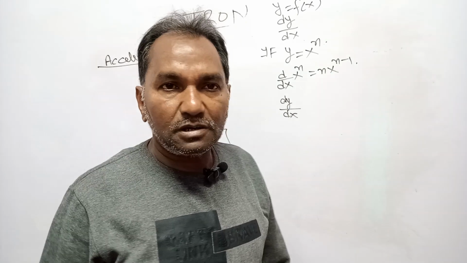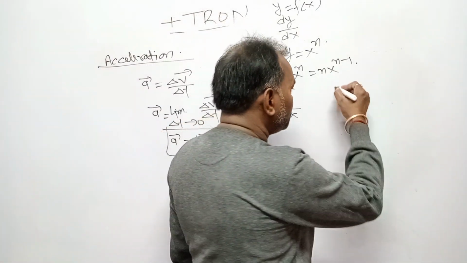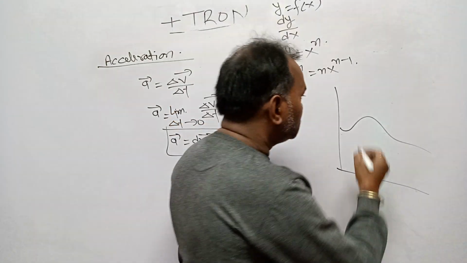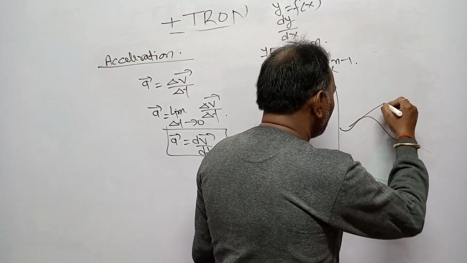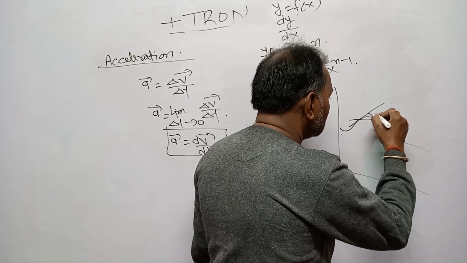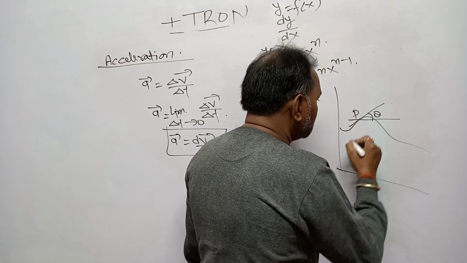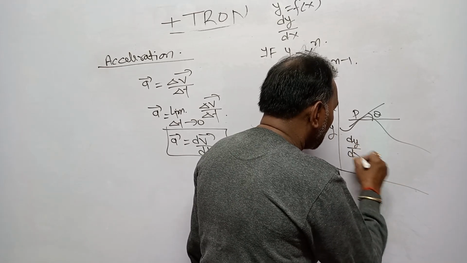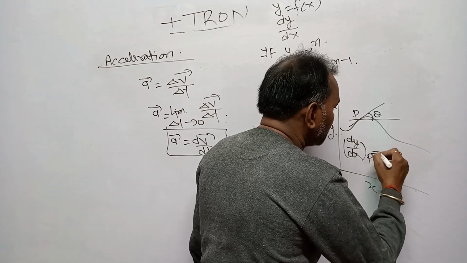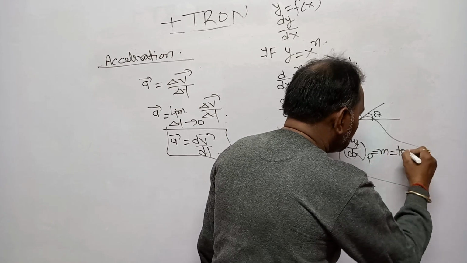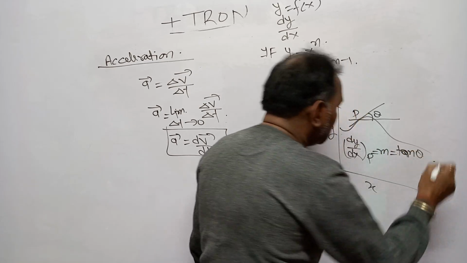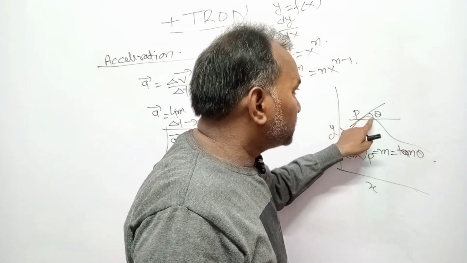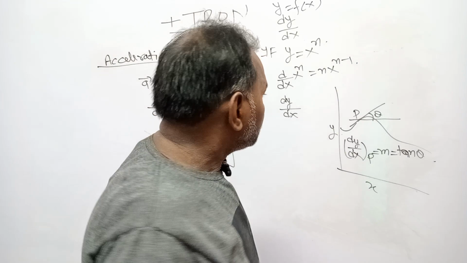dy upon dx also means, if a graph is plotted between y and x like so, then at any point dy upon dx is the slope of the tangent drawn at that point. So let this be a point P, this is y, this is x, then dy upon dx at point P is equal to m, that is tan theta. Dear students, dy upon dx at a point P means the slope of the tangent drawn at point P.